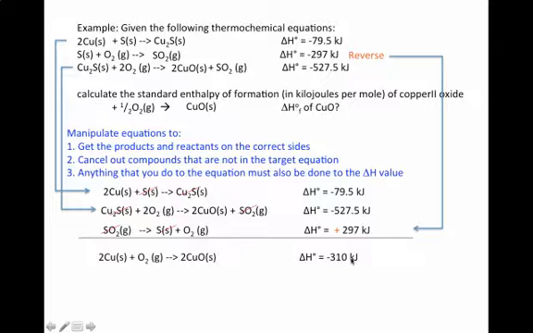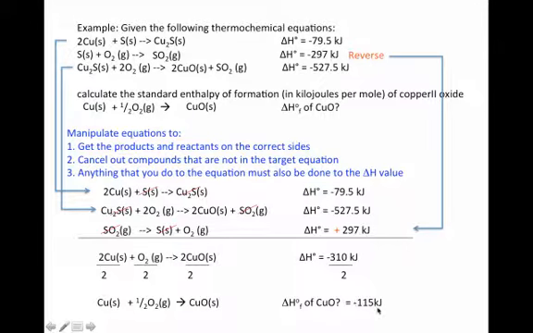However, the original target equation says 1 mole of copper solid, and I have 2 moles of copper solid, so really the next thing I do is divide everything by 2, because that's the only difference between my target equation and what I ended up with. So I divide everything by 2 and I get my target equation, and if I divide this heat by 2 I also get the heat of formation of copper 2 oxide, which is what the question asked me.